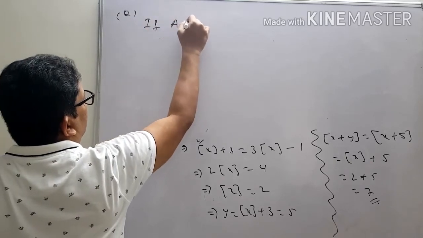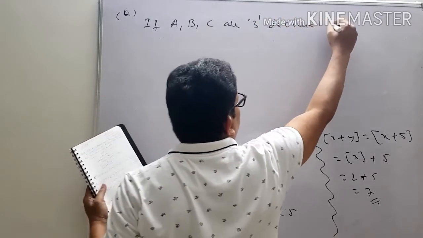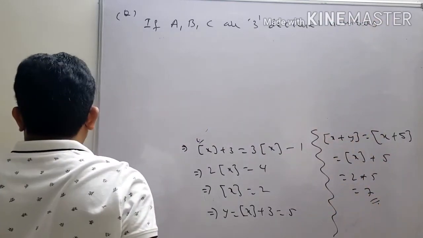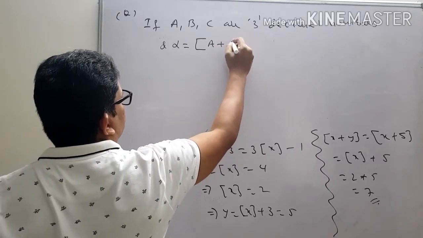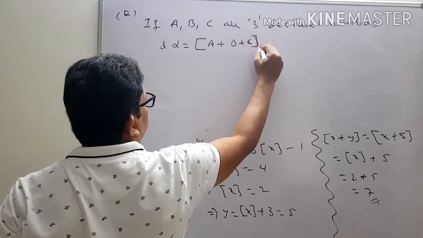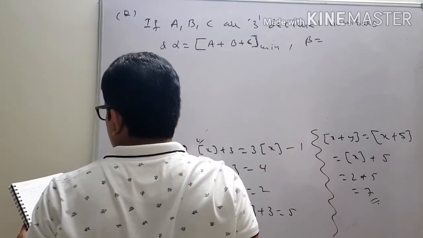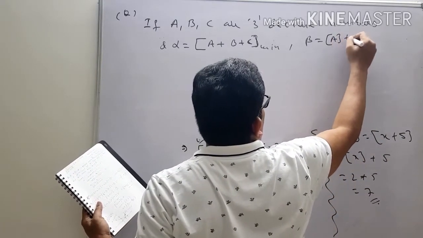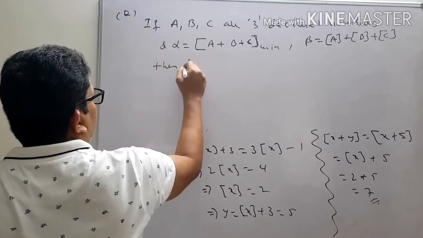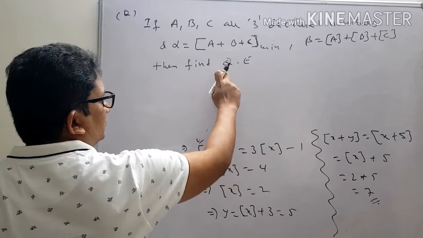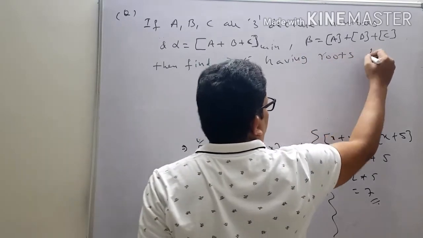If a, b, c are 3 decimal numbers, and alpha equals [a plus b plus c] minimum, and beta equals [a] plus [b] plus [c], then find the quadratic equation, QE meaning quadratic equation, having roots alpha and beta.